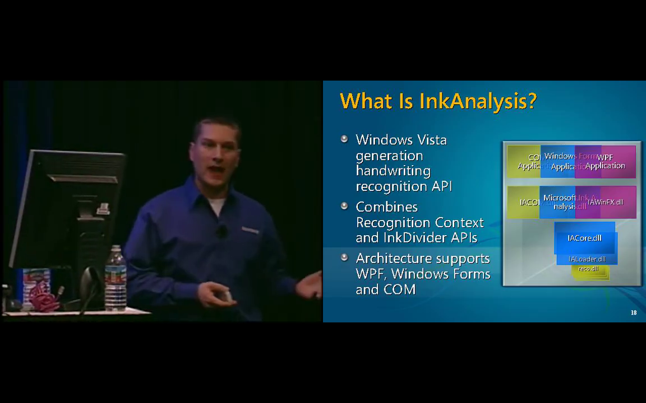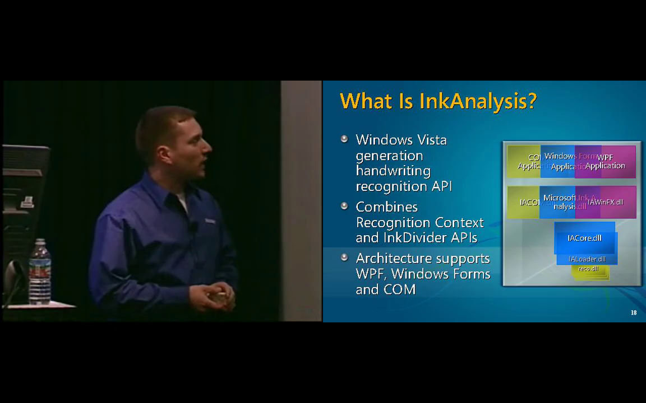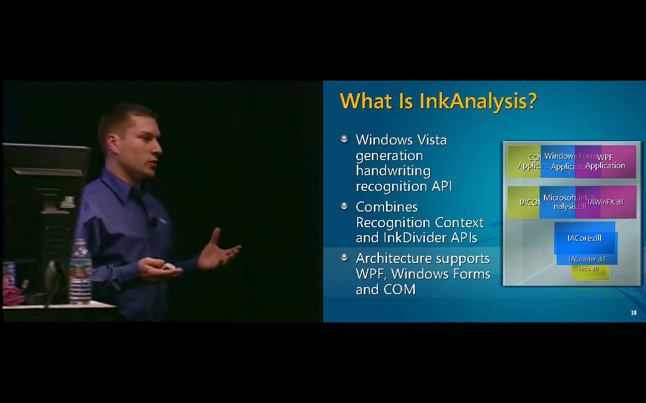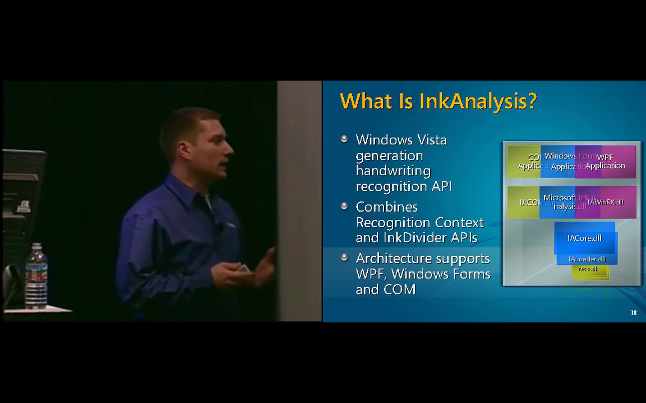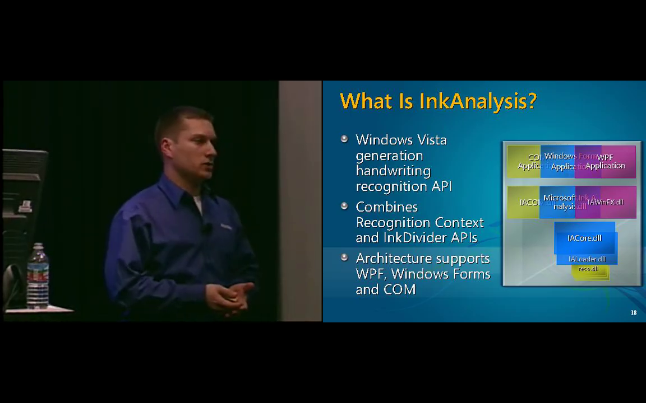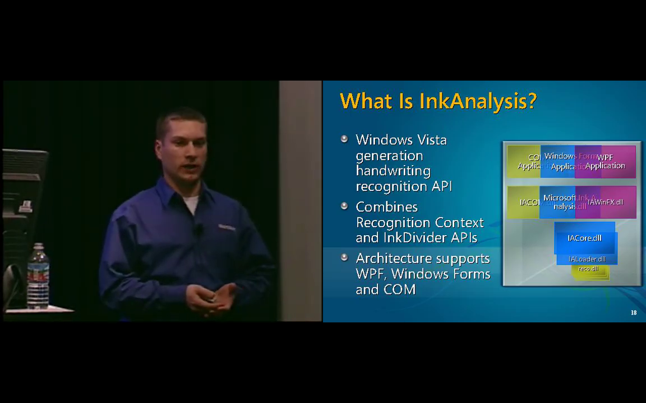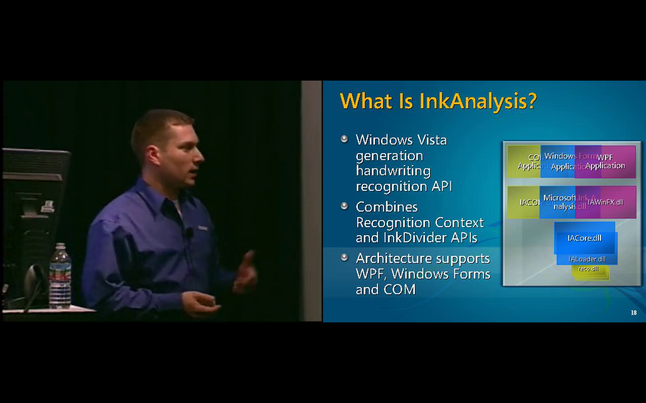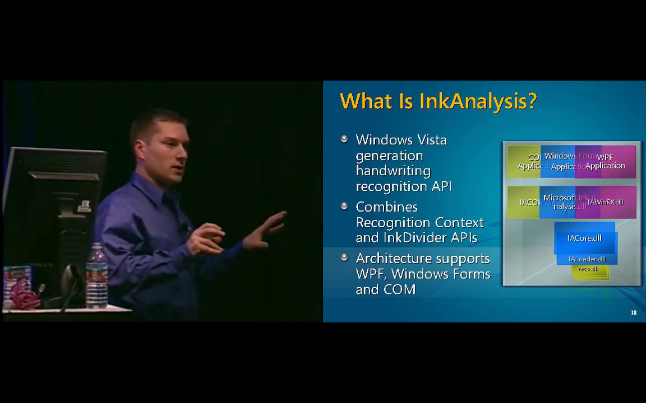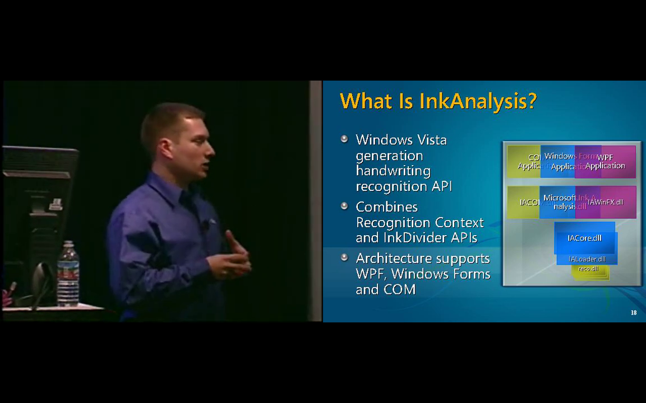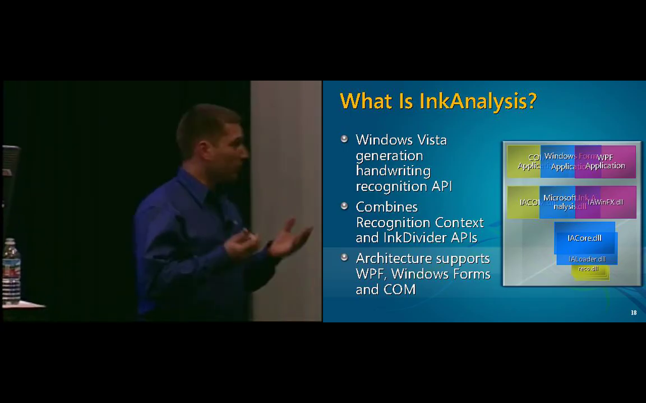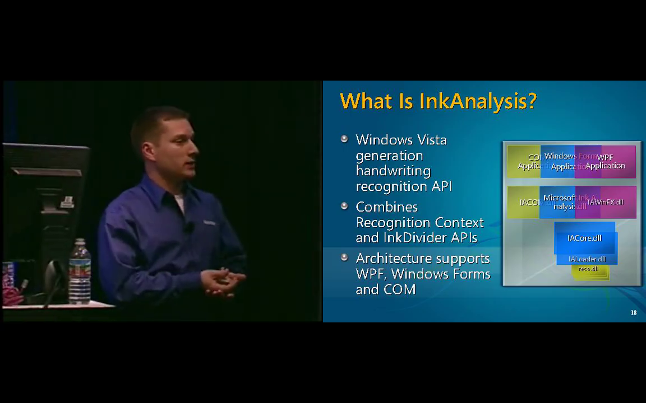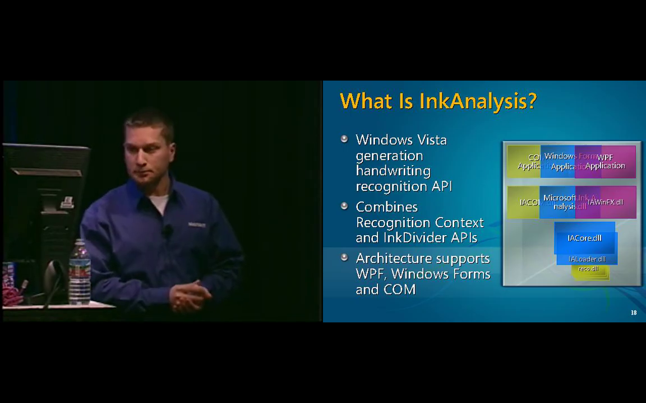Now, for those of you that have used the V1 APIs before, what we basically did was we've taken the recognition context class and the ink divider class and combined those into a new single API called ink divider. We originally went down the design path. We tried to keep things separate, but the two technologies just converged too much, to the point where, in order for us to provide the most benefit, we felt we had to come up with a new API and combine these together into a single set.